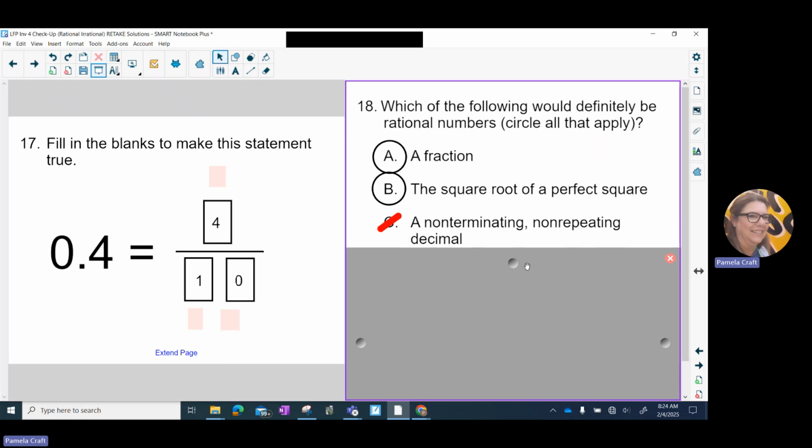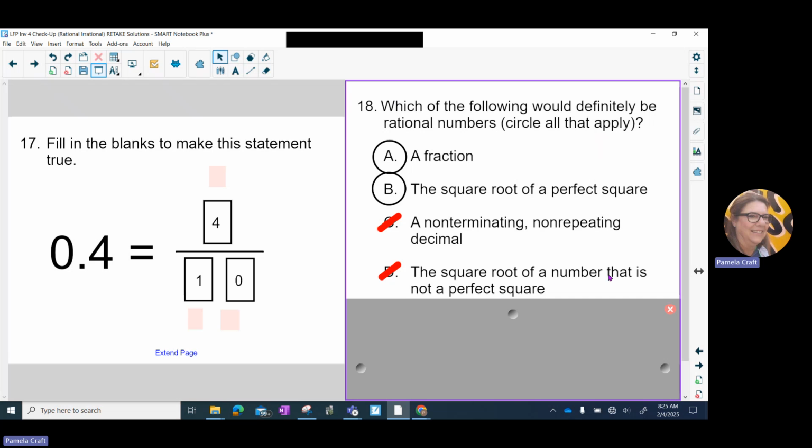A non-terminating, non-repeating decimal is the definition of an irrational number. The number doesn't terminate, never ends, and doesn't repeat. There's no repeating pattern to it. So non-terminating, non-repeating is irrational. And if I took the square root of a number that's not a perfect square, like the square root of 3 or the square root of 11, you're going to get one of those non-terminating, non-repeating decimals, and that is irrational. So not going to circle that one.